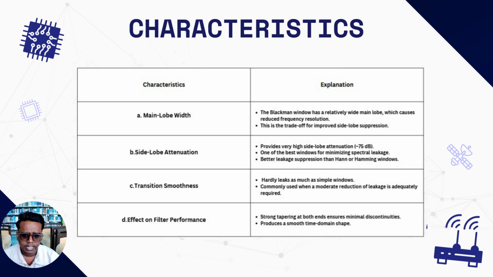The second one is side lobe attenuation. It provides very high side lobe attenuation, which is negative 75 dB. It is one of the best windows for minimizing spectral leakage, and it is better at suppression than the Hann or Hamming windows. The third one is transition smoothness, which hardly leaks as much as simple windows and is commonly used when a moderate reduction of leakage is required.